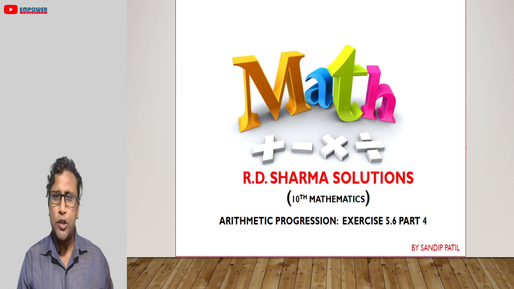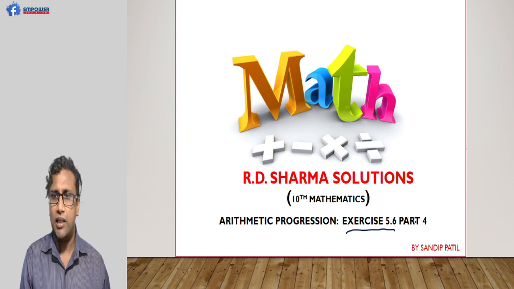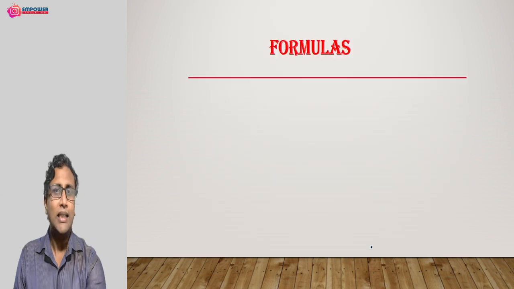Today we are going to solve some questions from the well-known book R.D. Sharma, and our chapter is arithmetic progression. We have already solved some of the questions and today's exercise is 5.6, and we will continue from question number 58. So let's start.